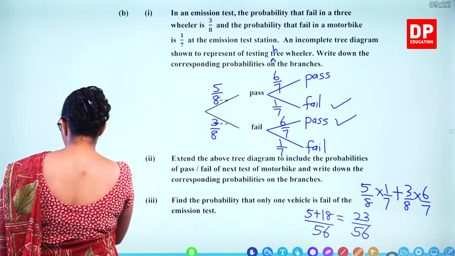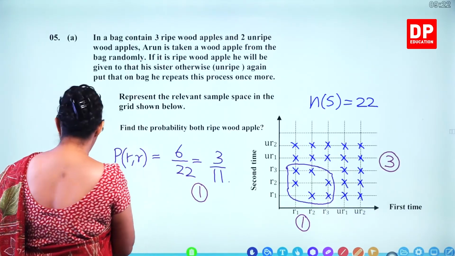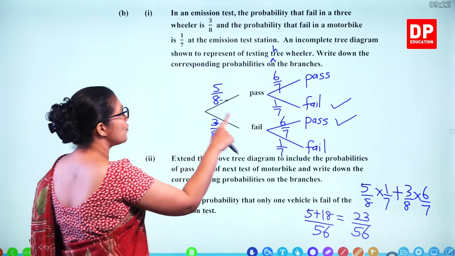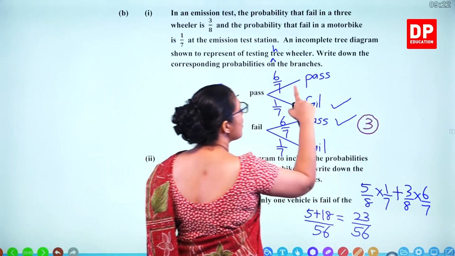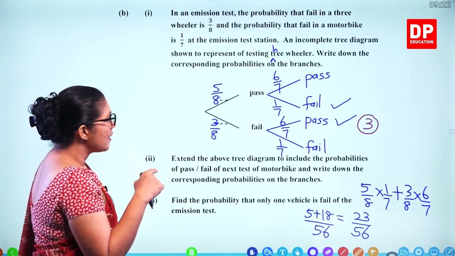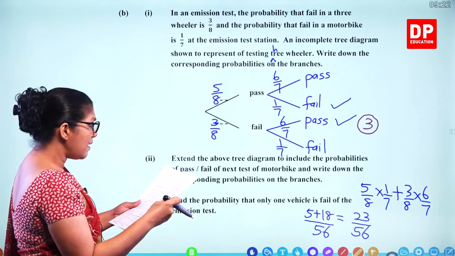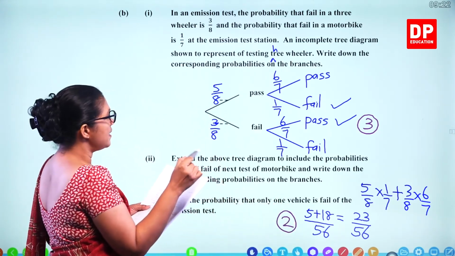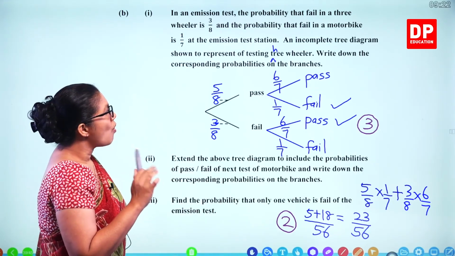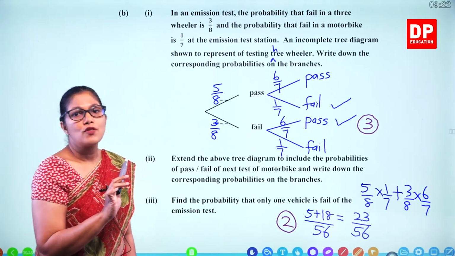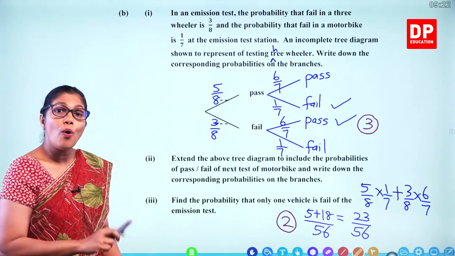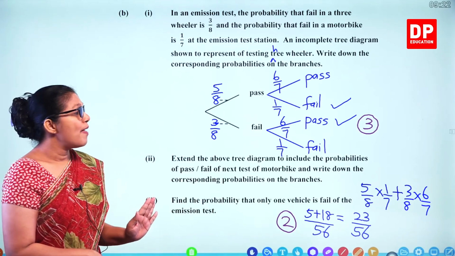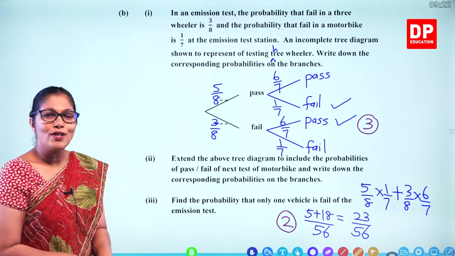So we gave 5 marks for that. 3, 4, 5. So 5 marks for these 2 steps. So we can give 3 marks for completing the tree diagram and 2 marks for that. So let's see. 23/56, 2 marks, and completing this one, 3 marks. So altogether 10 marks for this question. So we completed the whole paper 1. So make sure that you do the paper and then watch my video to check your answers.